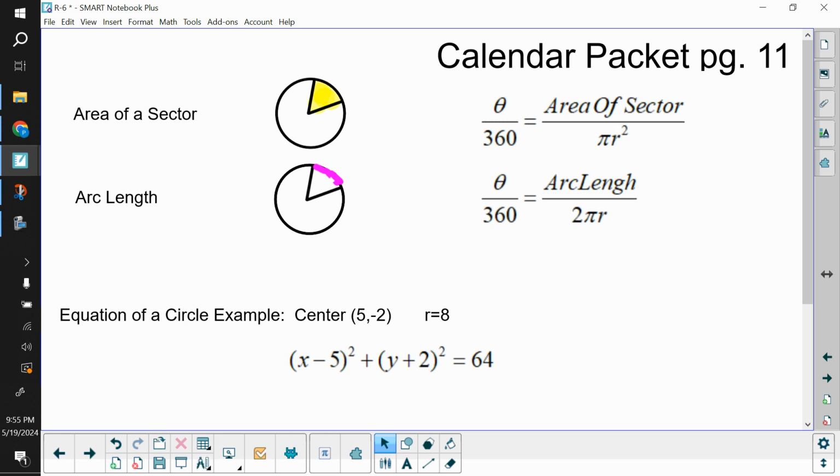Pretty often they just have area of a sector on the Regents. There's pretty much one area of a sector question on every Regents. Rarely is there arc length.